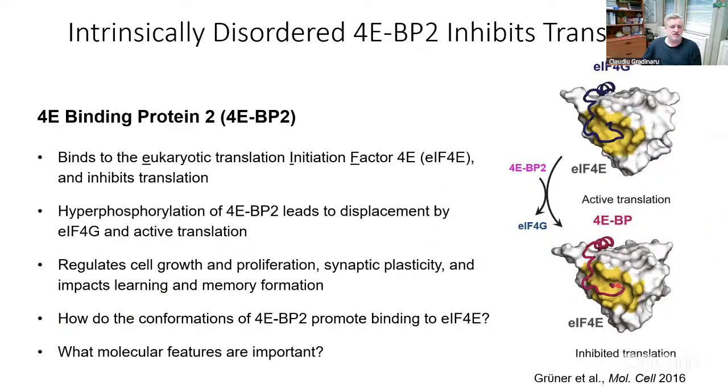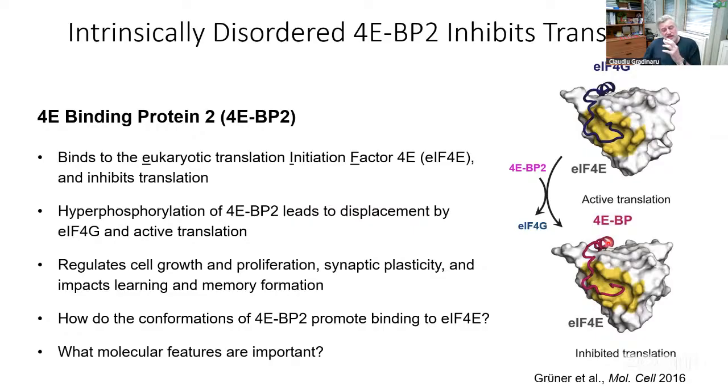When it's bound to this eukaryotic translation initiation factor, this protein is inhibited. It's arresting translation. When 4G replaces it, then the translation can proceed. So 4E-BP2, this protein that I'm studying, is an inhibitor of translation.